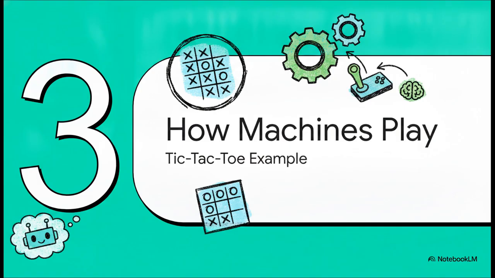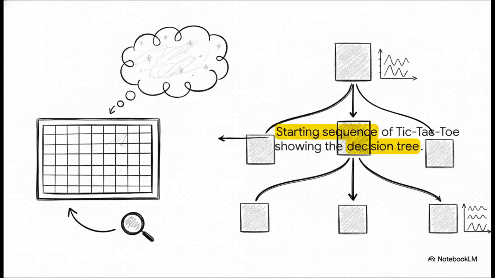We're going to see how these 4 elements actually build a master player using a classic game of tic-tac-toe. Now check this out. Imagine the machine essentially thinking ahead. It starts by mapping out a table of numbers, literally one for every single possible board state, representing its estimated probability of winning from that position.